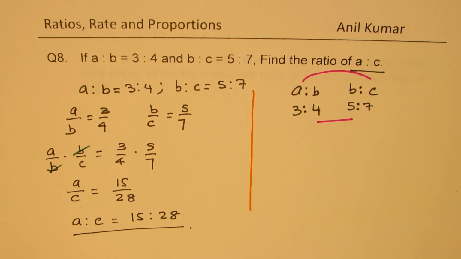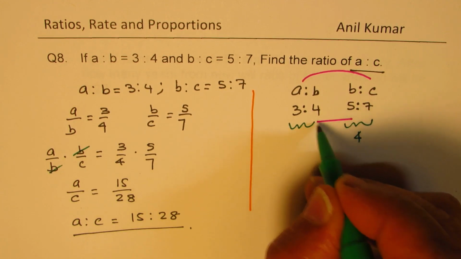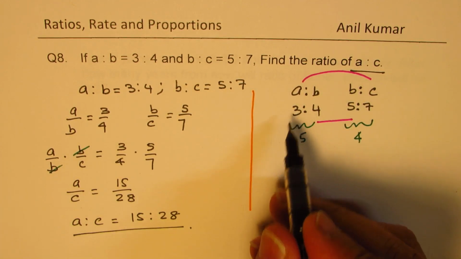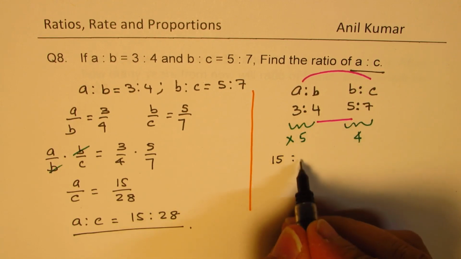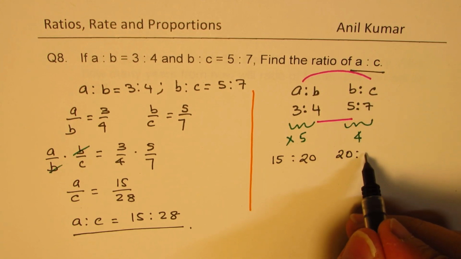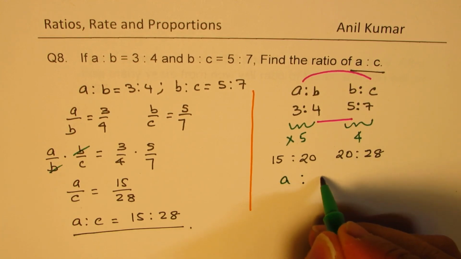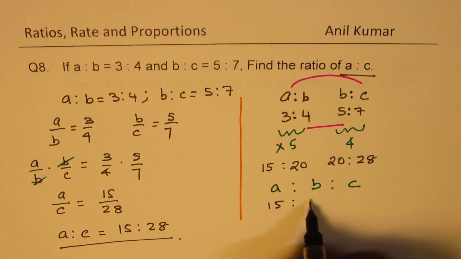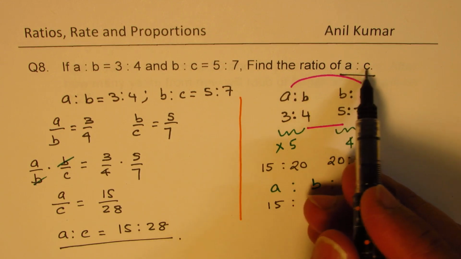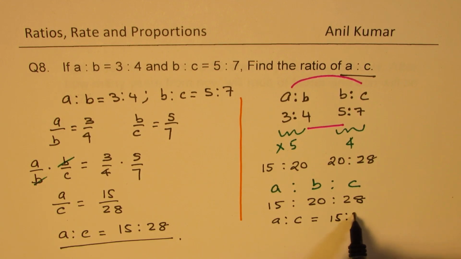So to match these two, I can multiply this portion by 4 and this portion by 5. Is that clear? So if I do that, I get 5 times 3 as 15 is to 5 times 4, which is 20. And here I get 4 times 5 as 20 is to 4 times 7 as 28. Now we have our ratio A is to B is to C as 15 is to 20 is to 28. Do you get the sense, right? And since we want A is to C, these two, so we can say A is to C is equal to 15 is to 28.